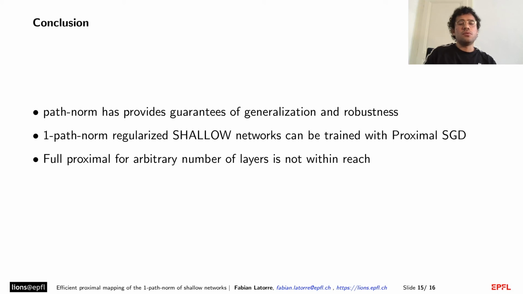So to conclude: 1. Path norm promotes not only good generalization, but also robustness. 2. We should use prox SGD to train shallow networks with one path norm regularization. And 3. The proximal mapping for arbitrary deep networks is much more complicated. The first and second order stationarity conditions become much more difficult to handle. This can be an interesting avenue for future research.